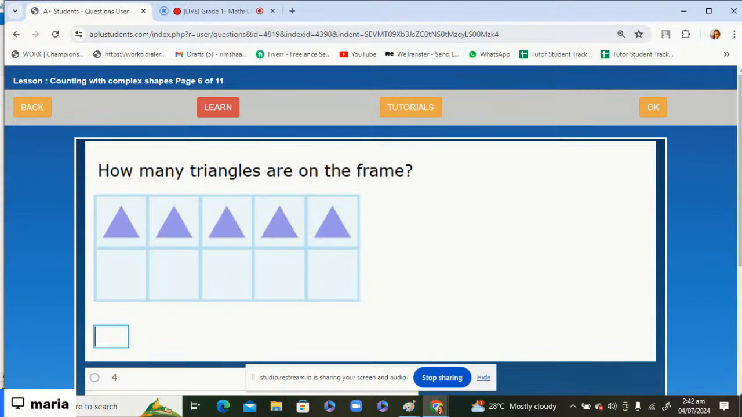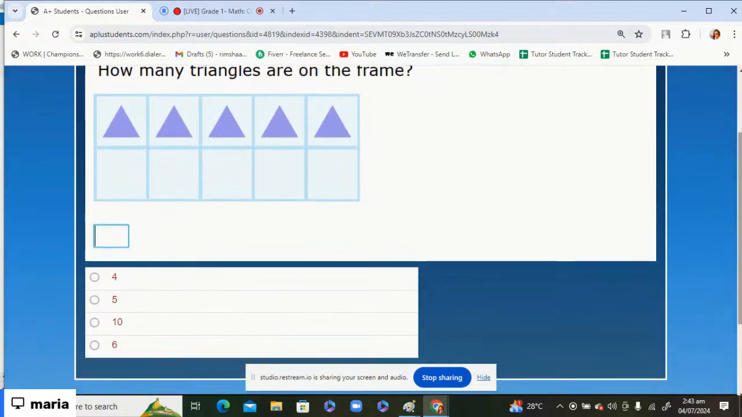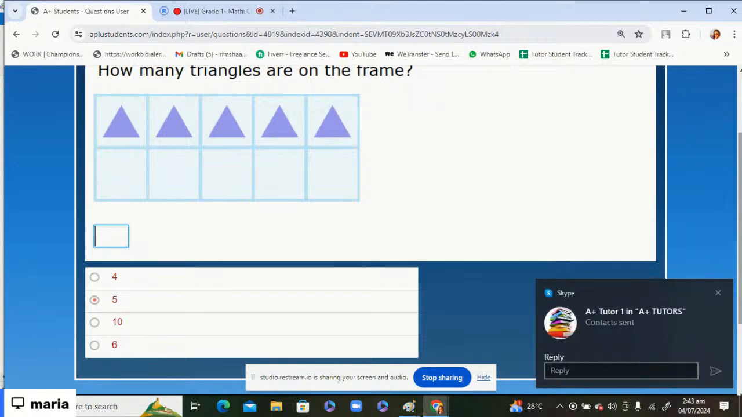So how many triangles are on the frame? Count the triangles and then tell me how many total triangles are there. It's 1, 2, 3, 4, and 5. In my answer, it's 5. Is it right? Yes. Let's count again. 1, 2, 3, 4, and 5. So yes, it's the right option.